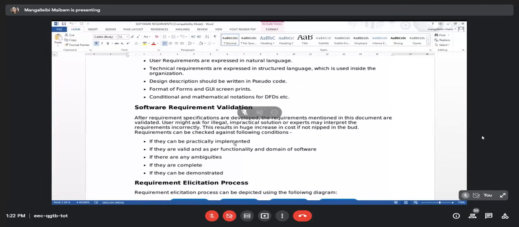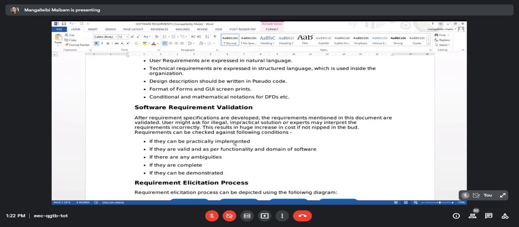So here, every requirement we use in the SRS document should be validated. Okay, so that is why we have these following conditions. Initially, we are going to check if they can be practically implemented, and secondly, we are going to check if they are valid and as per functionality and domain of software.